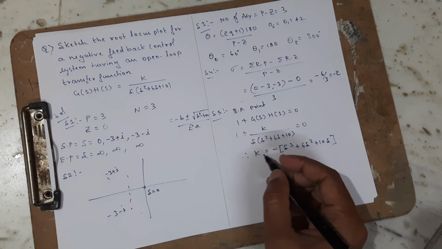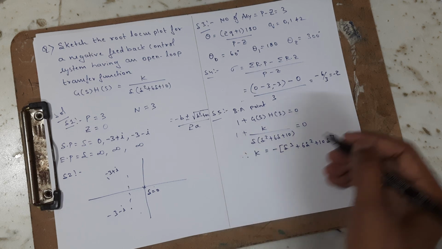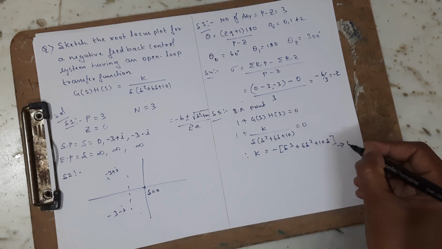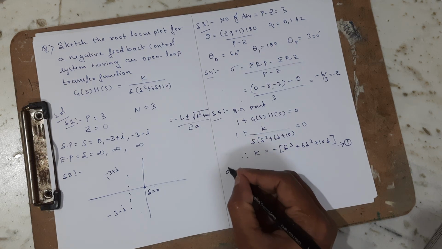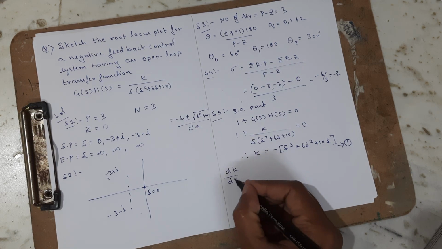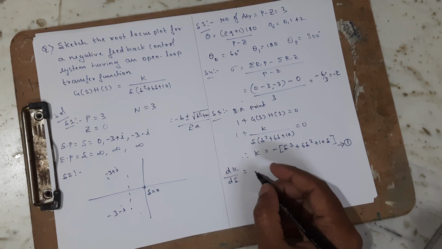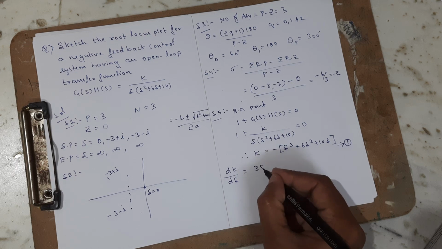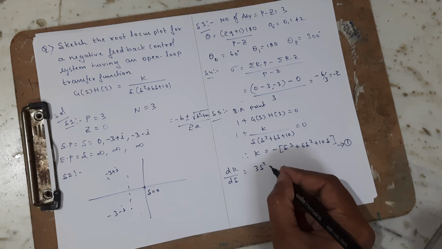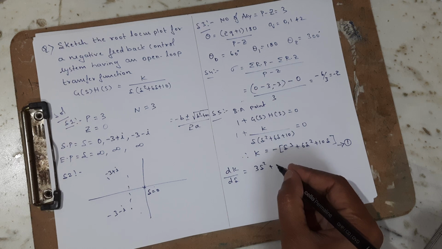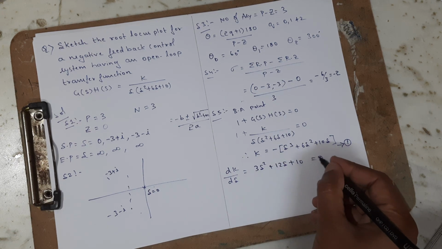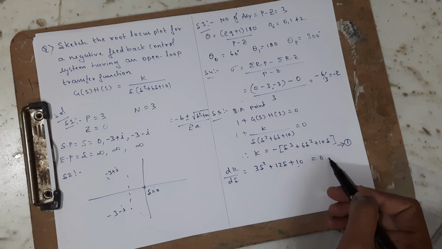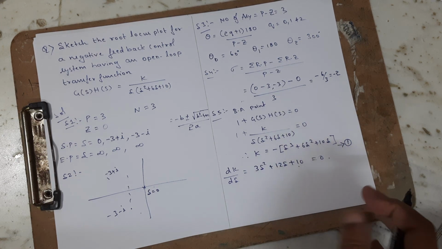So next, what we have to do: this one I'm going to call equation number 1. I'm going to differentiate this k with respect to s. So then I will arrive at 3s square plus 12s plus 10 is equal to 0. Now I am equating to 0, so this minus will be gone.